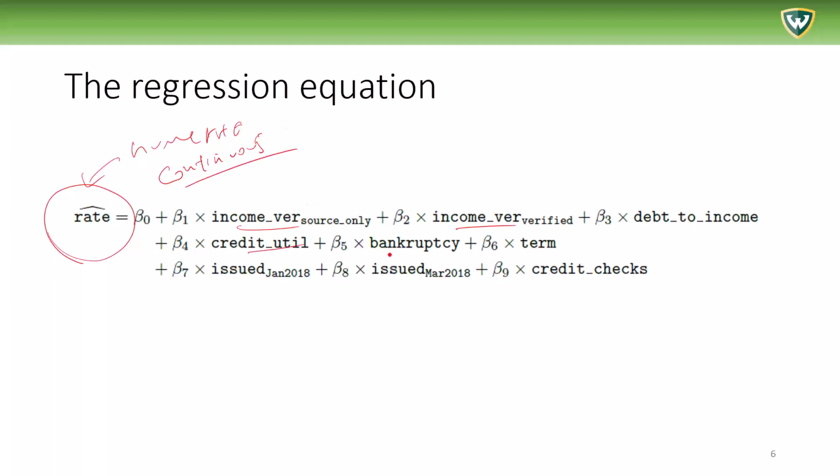But the other variables can be different types. And here we have many variables that we assume may explain the interest rate. So these are credit utilization, the bankruptcy, the number of credit checks a person has had, the debt to income. All of these are attributes of a person. So the unit here is a person, and this is the interest rate that the person may get.